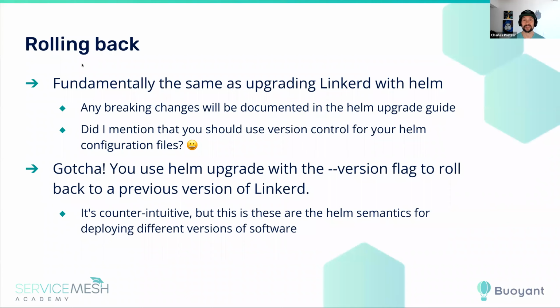There's one little gotcha with Helm that I always have a hard time wrapping my brain around, is that you can Helm upgrade to a previous version. It's just Helm semantics. You can Helm upgrade from 2.11 to 2.10.2, and everything will work as expected. I will point out again, breaking changes are documented in the Helm upgrade guide. And I know I mentioned earlier that you should use version control for your Helm configuration files, but this is going to help you a ton if you need to do any rollbacks. So that's the basics for rolling back. There's not a ton to talk about here.